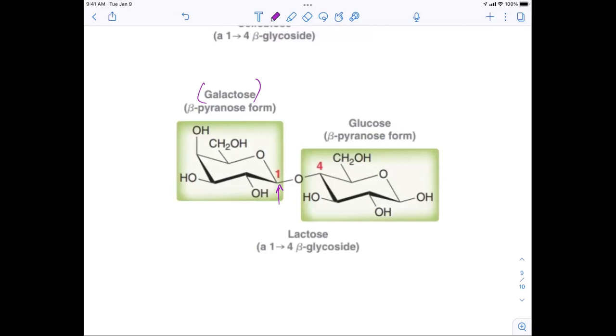Again, this is a beta. You have a higher energy species. Notice that this is axial, right? But you can't break this apart, right? So therefore, it can cause you digestive troubles.